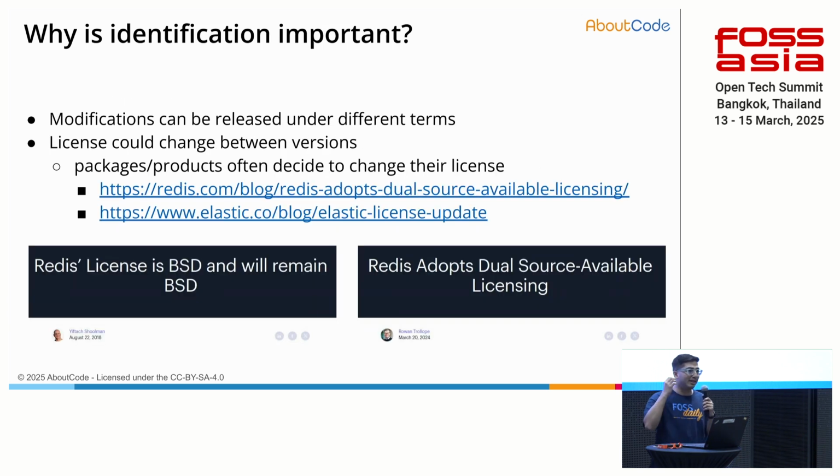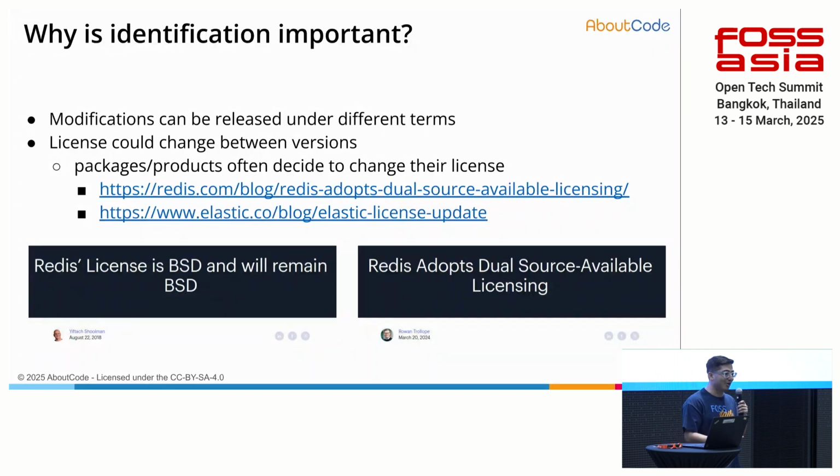Why do we need to identify what exact package we have? As you can see here from the Redis blogs, which are taken 5-6 years apart, they had an open source license, and then, of course, sometimes things change for people, and they adopt a different policy.